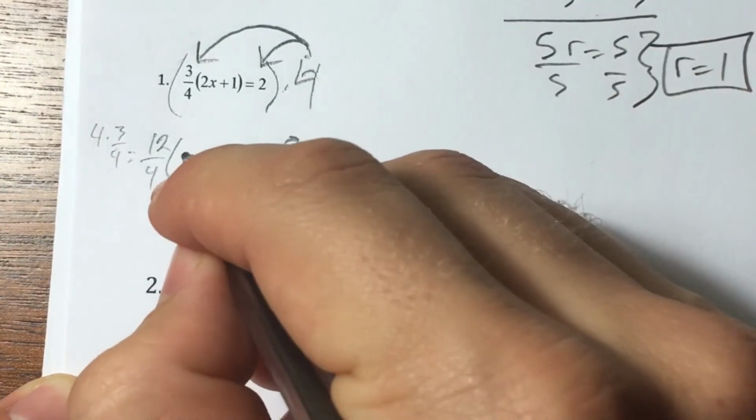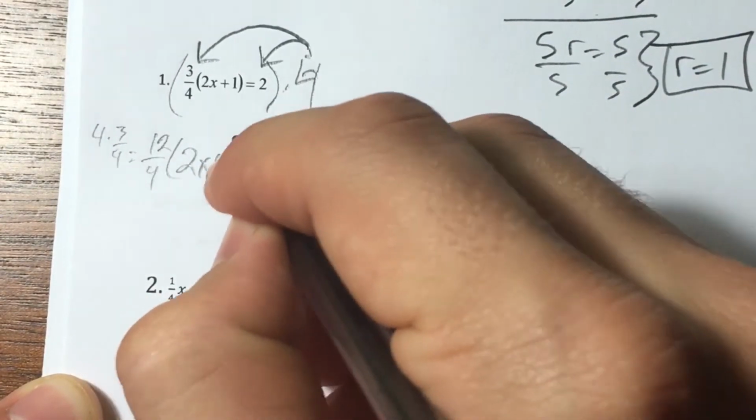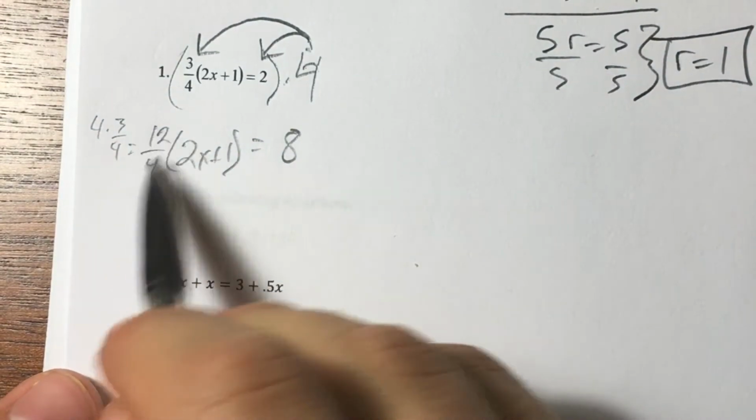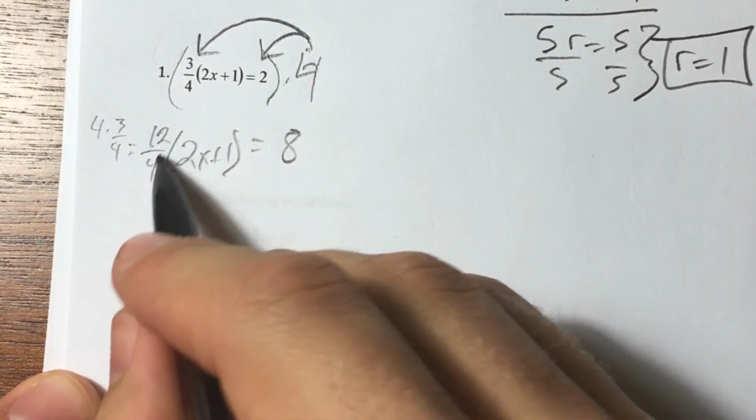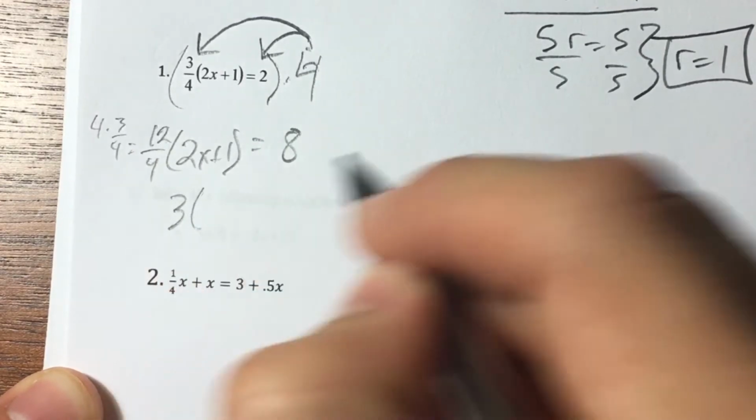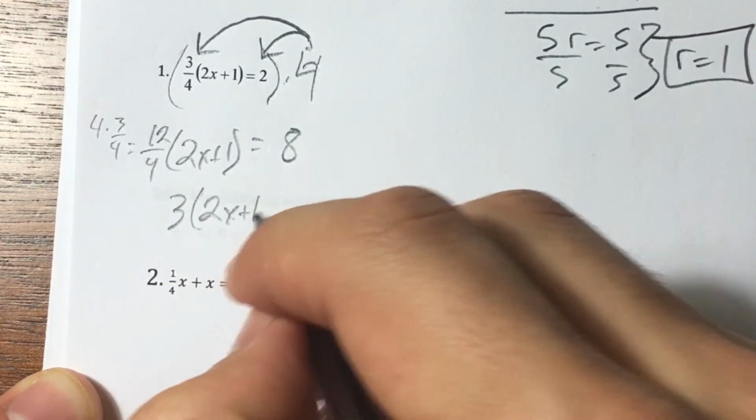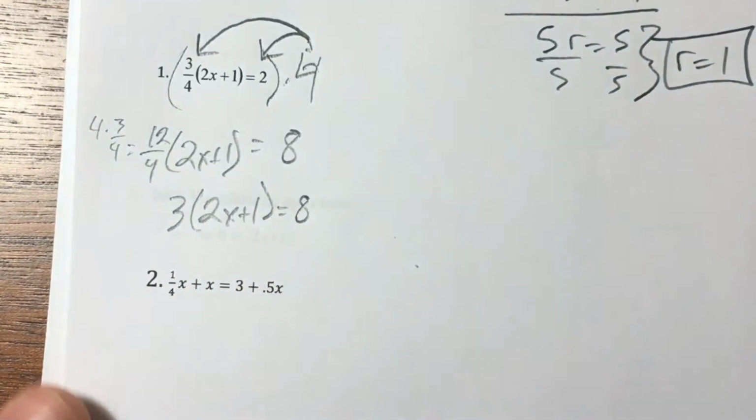And then we still have what's inside the parentheses, 2x plus 1. Now we can clean this part up again. 12 over 4 just gives us 3 times 2x plus 1 equals positive 8.